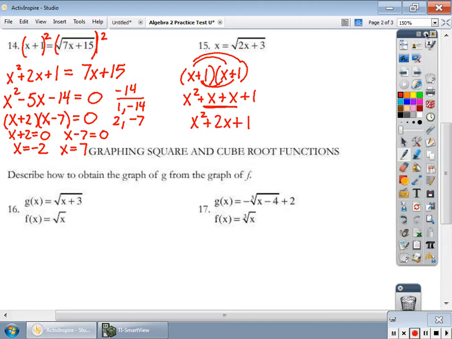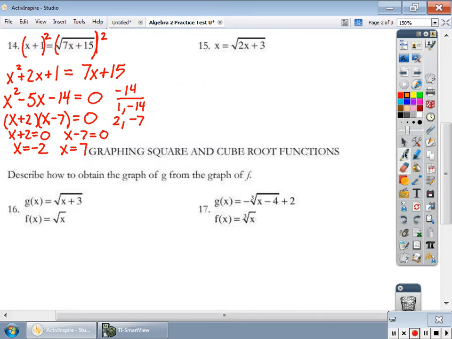Now we're going to have to check. And checking these just requires a little bit more work. Not a whole lot more. You need to plug negative 2 in every place you see x. So your original equation was x plus 1 equals the square root of 7x plus 15. So negative 2 is going to get substituted for that x.